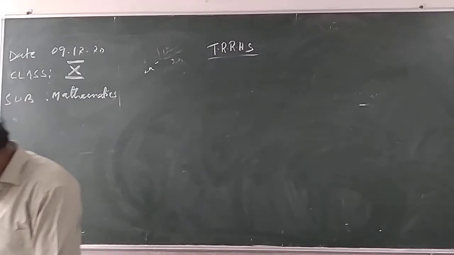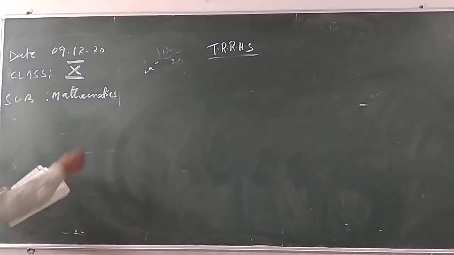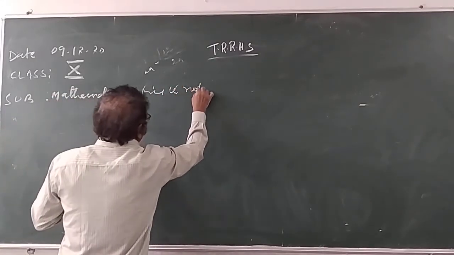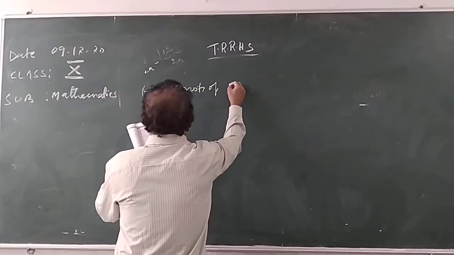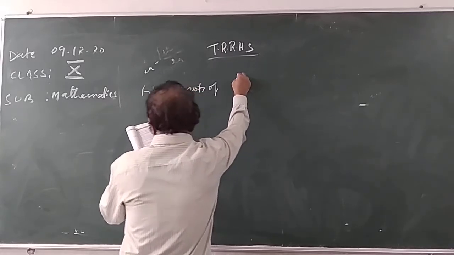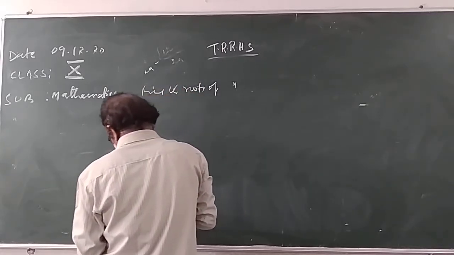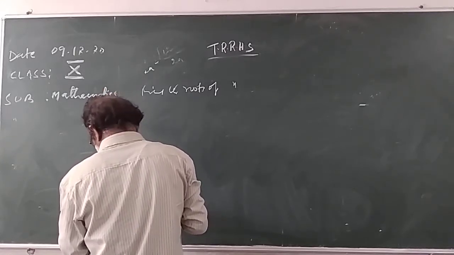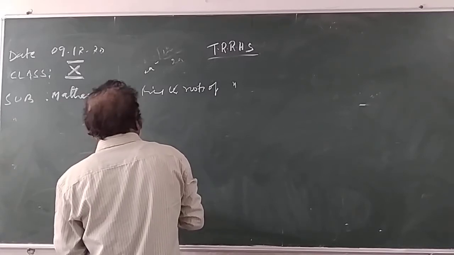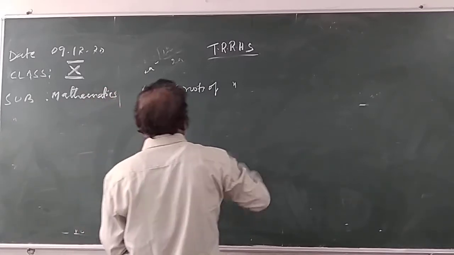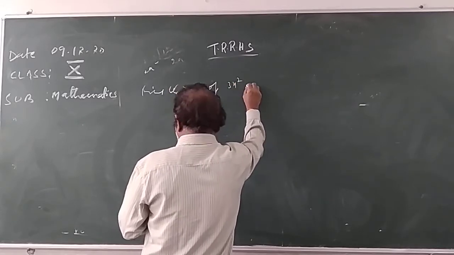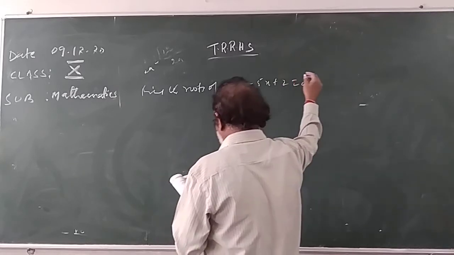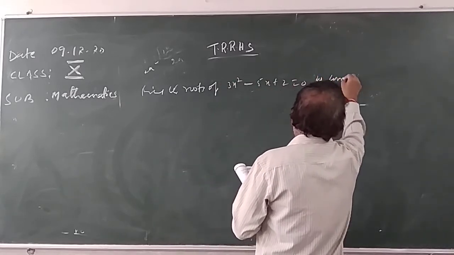So, one problem I will give you: find the roots of the quadratic equation by completing the square. For example, find the roots of 3x square minus 5x plus 2 equal to 0.